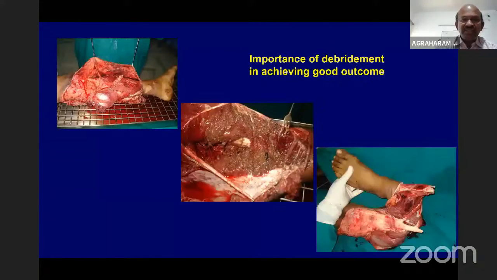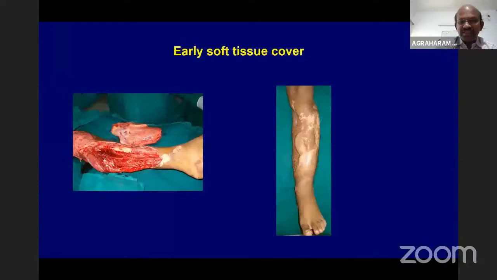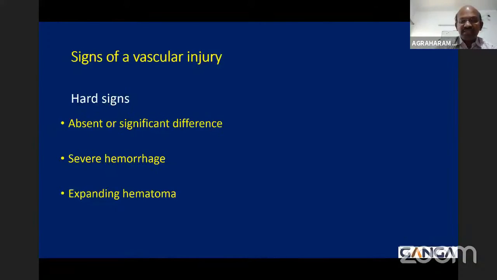We can see that in this limb, even though externally no contaminants are seen, when we lift the fascial layers we can see a lot of contaminants, mud and dirt which were lying on the road, that have been sucked inside. Debridement is very important in these situations, which will be dealt with in the next lectures. Debridement as early as possible helps achieve a good outcome.